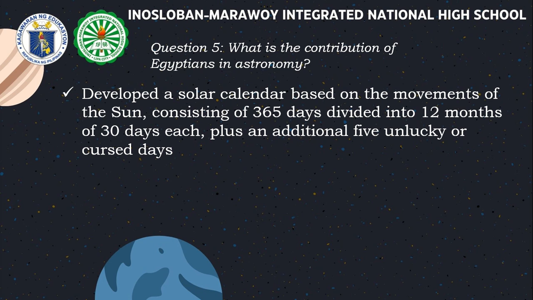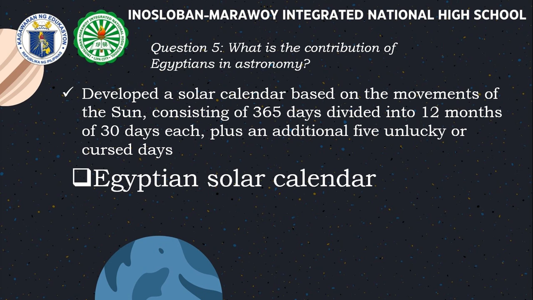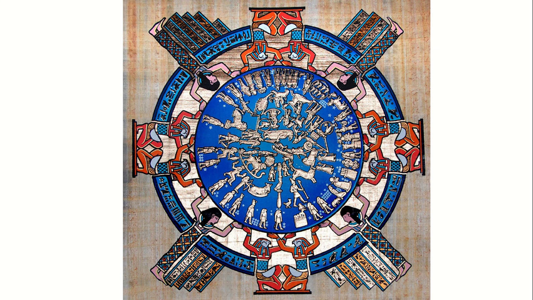Yung solar calendar nila is based on the movements of the sun, consisting of 365 days, which is the exact days that we use in 1 year. Di ba? It is divided into 12 months of 30 days each. Okay, napaka-close, ano? Plus an additional 5 unlucky or cursed days. Okay, it is known as the Egyptian solar calendar. Ang astig nila, ano. Next, ito po yung ating picture ng Egyptian solar calendar.